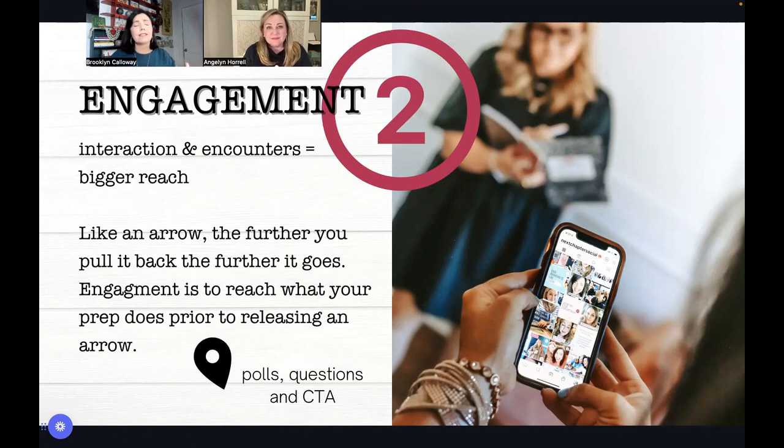And I was telling Angeline before this, not really sure if this is going to land, but like an arrow, the further you pull the arrow back, the further it goes. Well, engagement is to reach what your prep does prior to releasing the arrow. So the more engagement your post gets, the further it will go online. And there are 2 reasons for that. The more engagement your posts get, the more Instagram feeds it into the algorithm. So it's going to get shown more when it has higher engagement. It also just kind of keeps putting it back in there. And also it helps you build a relationship with the people that are following you because now it feels like a conversation when they're engaging and you're responding. So there's a couple reasons why that works so well.